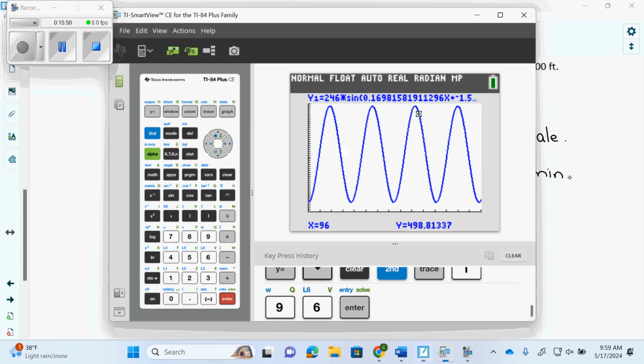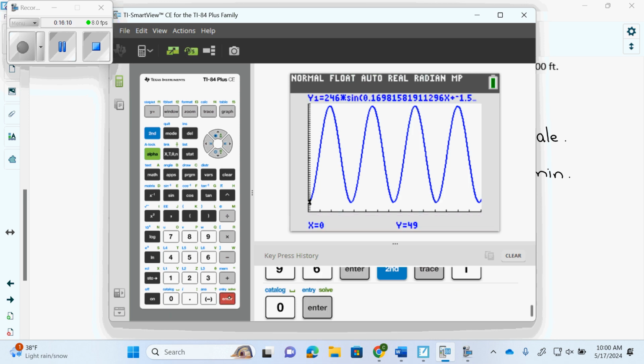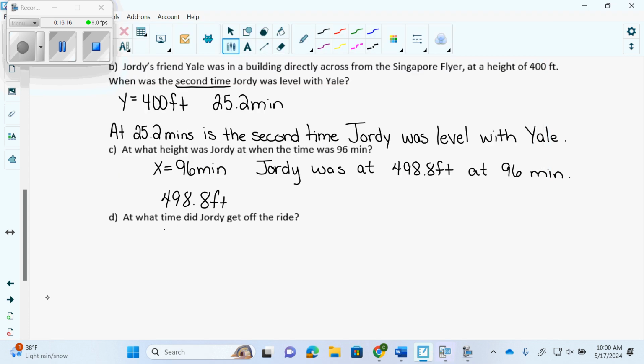And how do we know that that's the minimum? Well, I press graph. Look. So can I not find this minimum? How would I find this minimum, guys? You know what this is. It's your y-intercept. How do I find a y-intercept? Yeah, so second trace value 0, which is 49. It's also on our table, correct? Do you see that? So, at what time did he get off the ride? We know the minimum is 49 feet. So we need when y2 is 49, and we need the fourth time, correct?